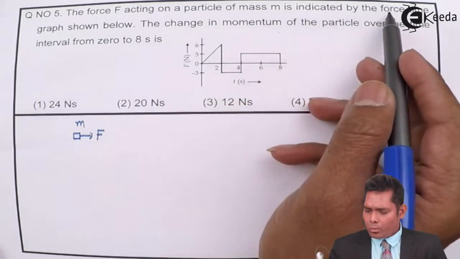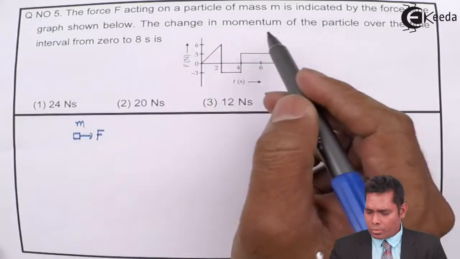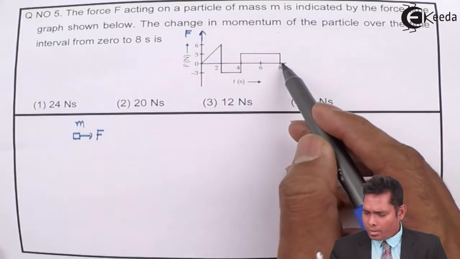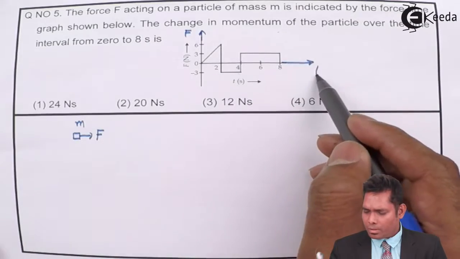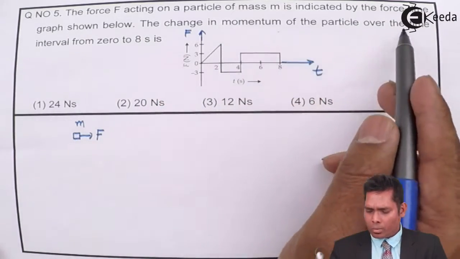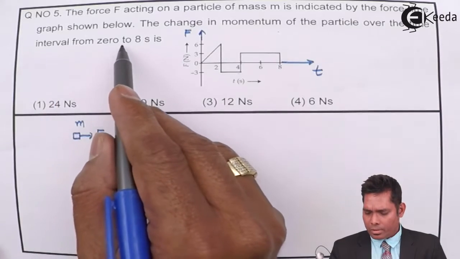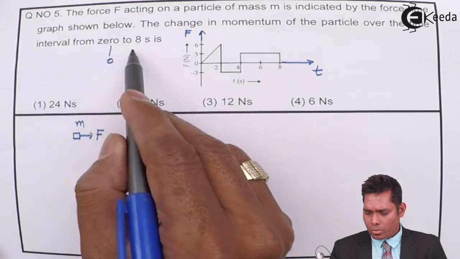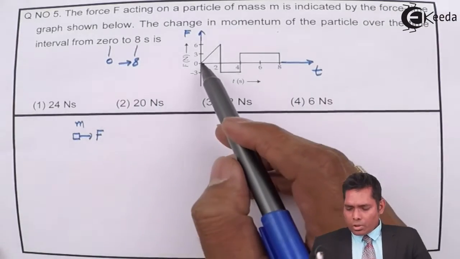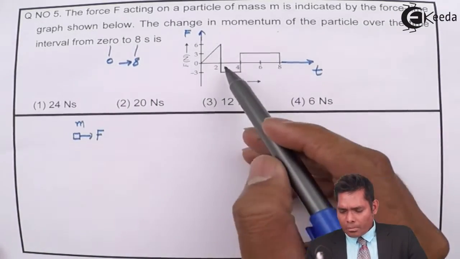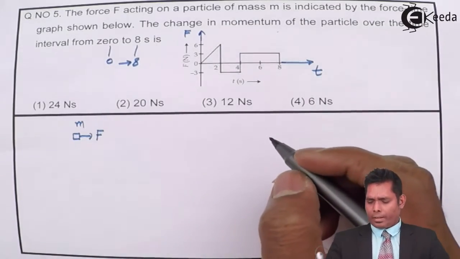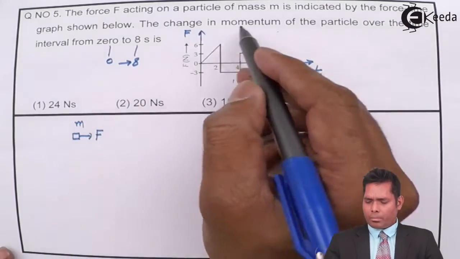is indicated by a force time graph. The graph is shown here. This y-axis stands for the force and this x-axis stands for the time. The change in momentum of the particle over the time interval 0 to 8 seconds. So 0 seconds to 8 seconds. This is 0 second and this is 8 seconds. So during the whole time interval, the graph is plotted and you have to find the change in momentum.